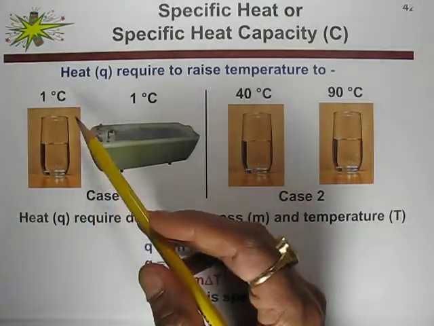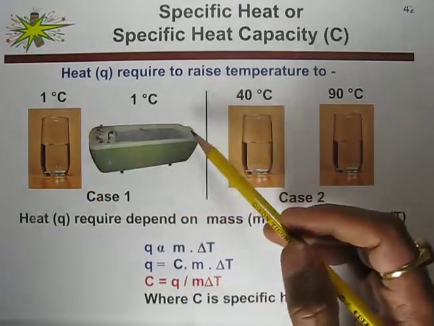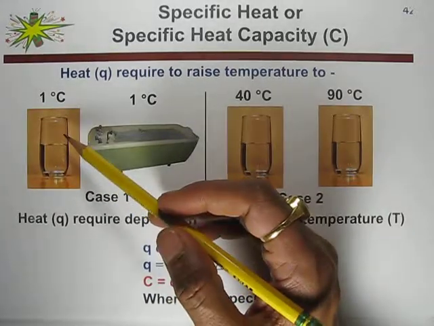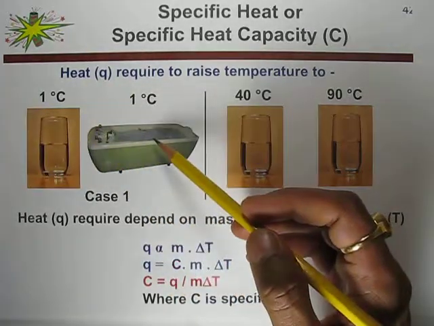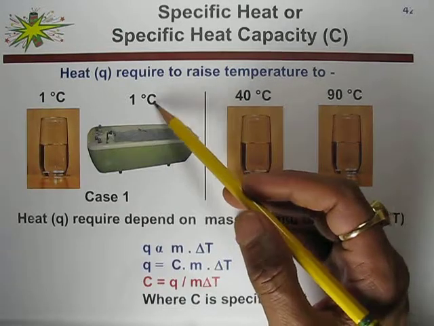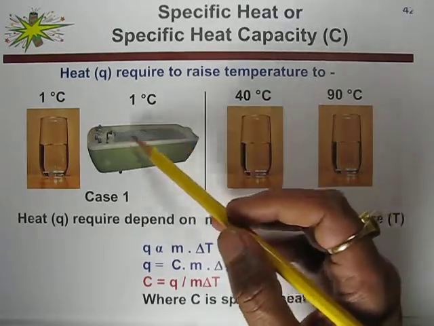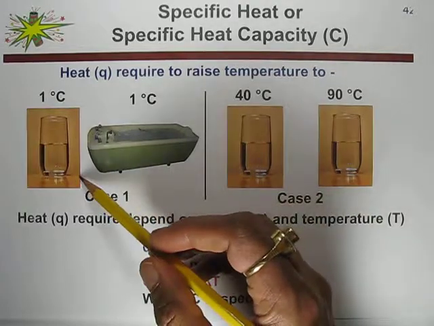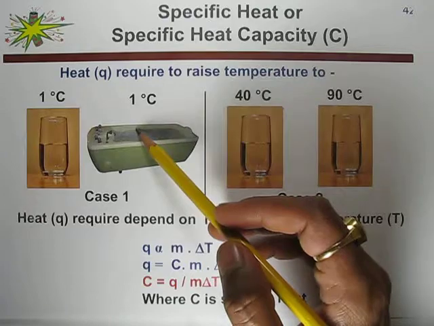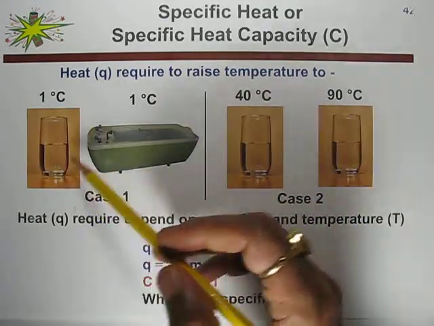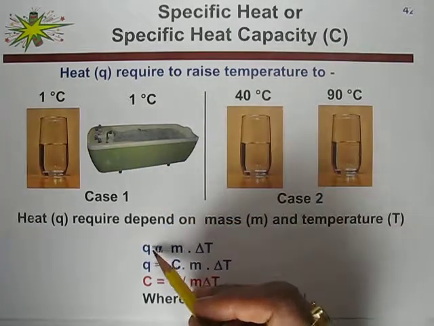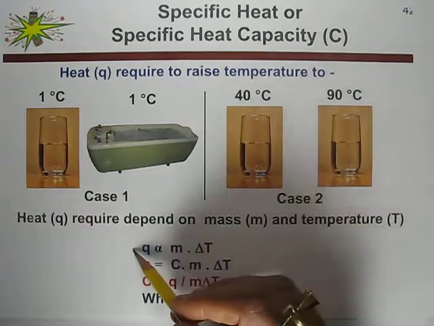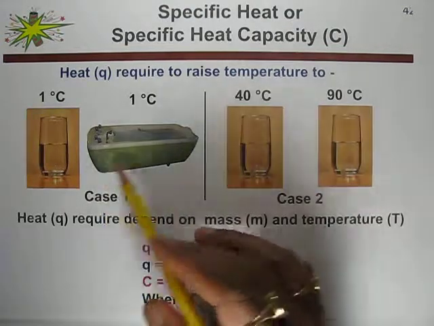In one case we have a glass of water and a bathtub filled with water. If we have to increase the temperature of this half glass of water by 1 degree Celsius, and the temperature of this bathtub by 1 degree Celsius, the heat required will be different. Here we need less heat, here we need more heat, because we have less water here and more water here. So we can write Q, which is heat, is directly proportional to small m, the amount of the substance.